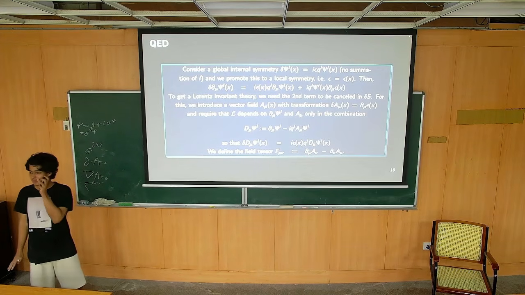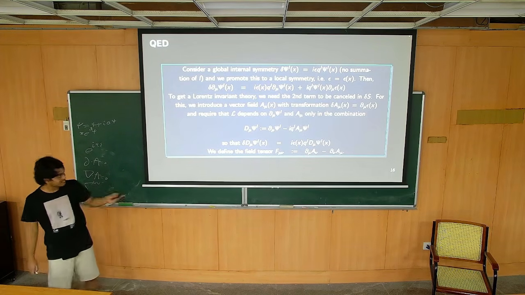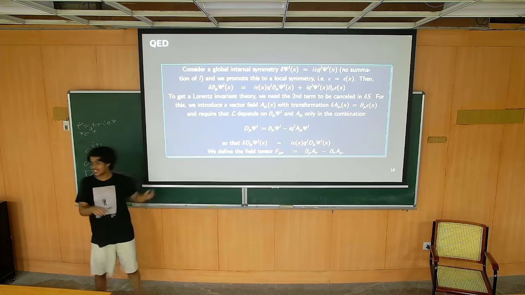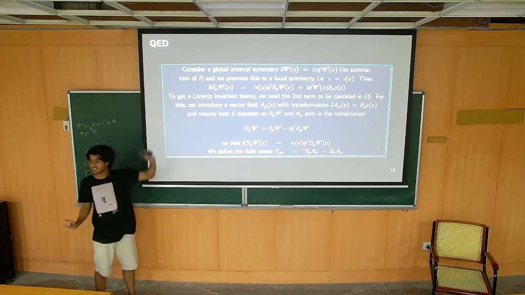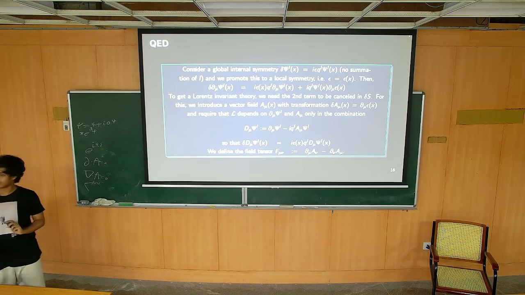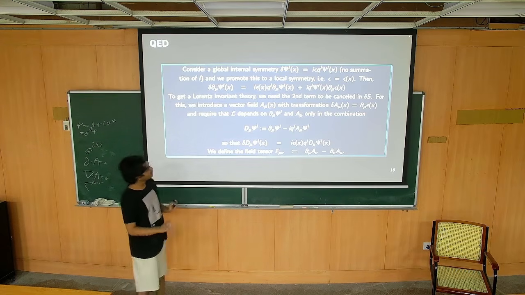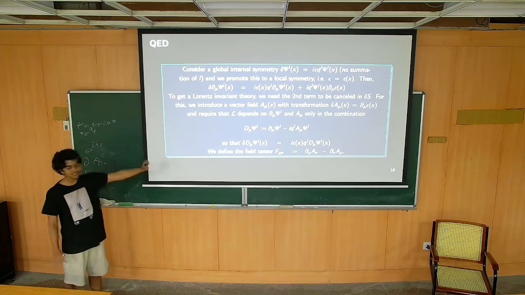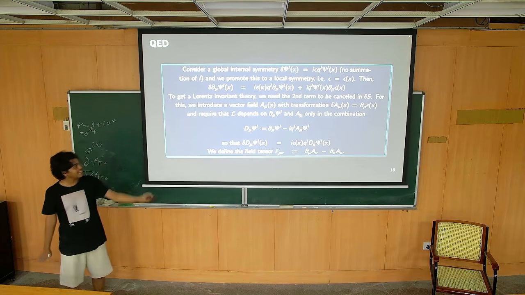Why are you doing minus i q A? No, this is what ensures that the Lagrangian is invariant. If you write the Lagrangian with this, you will see that it satisfies the symmetry. So what do you get if we have such a symmetry? If we do this, we get QED. This A mu is a photon.